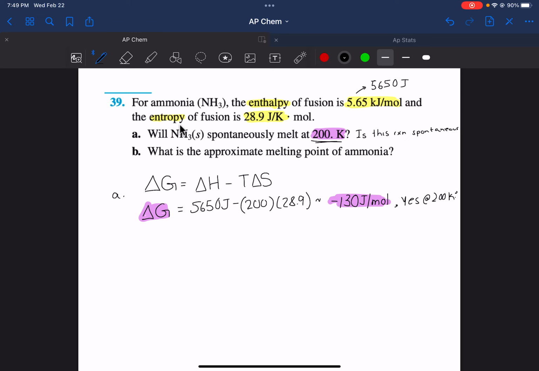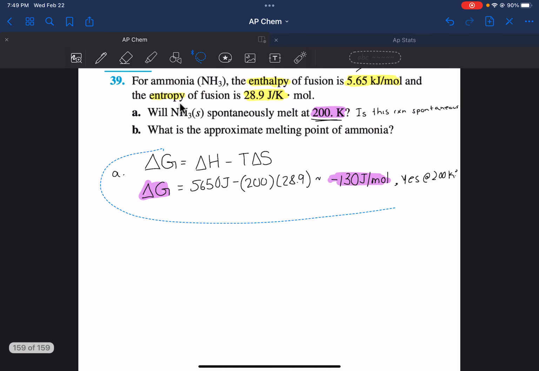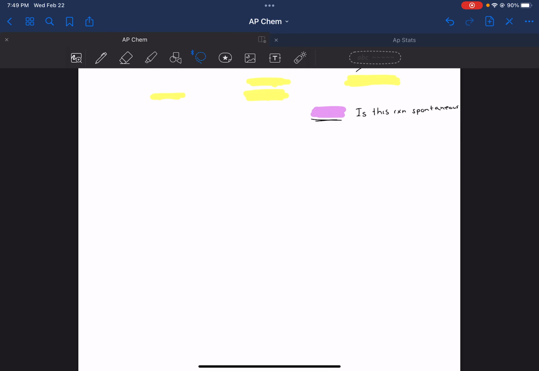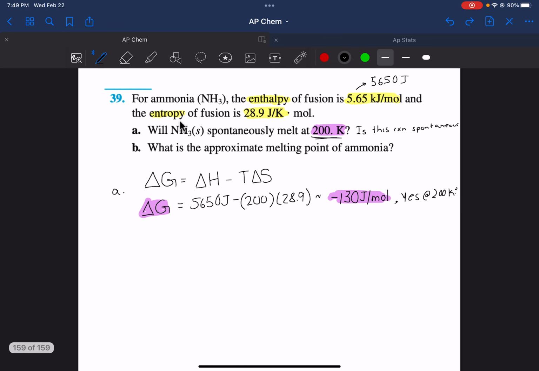Okay, now they're asking you for part B. Part B is actually quite different, might I add. For part B, they're asking you, what is the approximate melting point of ammonia? When a question is like this, melting point, boiling point, whatever it is, we know that things melt at 0 degrees Celsius. They start melting going up, and freezing going the other way, going down.